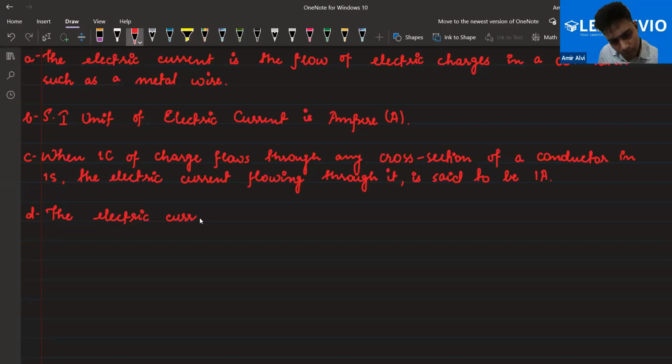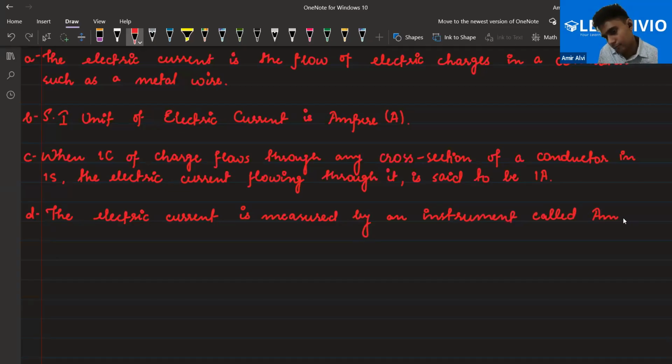The electric current is measured by an instrument called ammeter. Okay. Any doubt so far to anyone? Please do let me know. Yeah, so that is the ammeter.